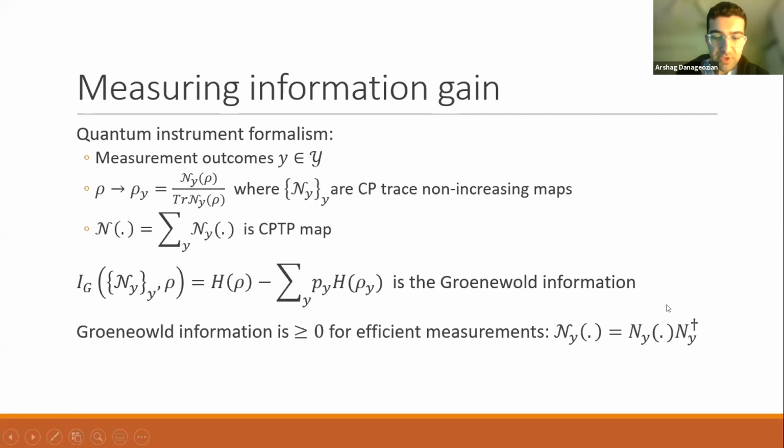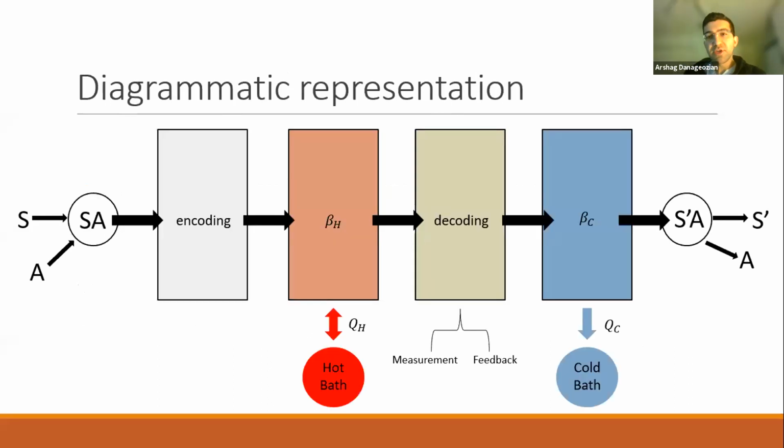Okay. So with this said, let me go back to quantum error correction and the link between quantum error correction and thermodynamics, or heat engines with feedback controllers. So here's a diagrammatic representation. This is what's happening. We have the system and the ancilla, right? This is the ancillary system.